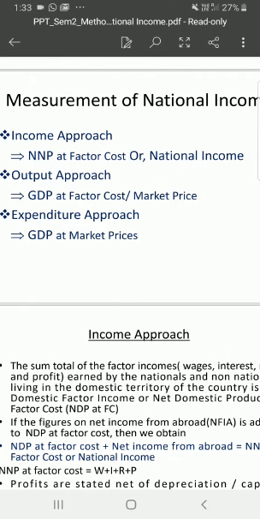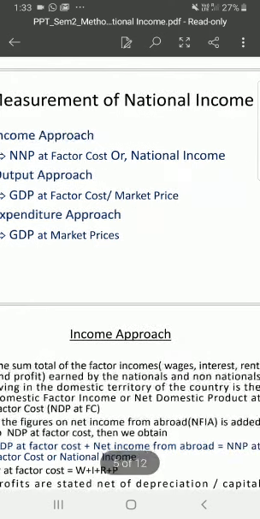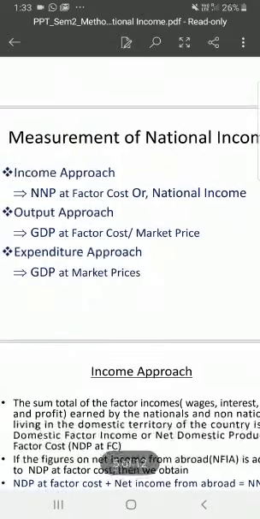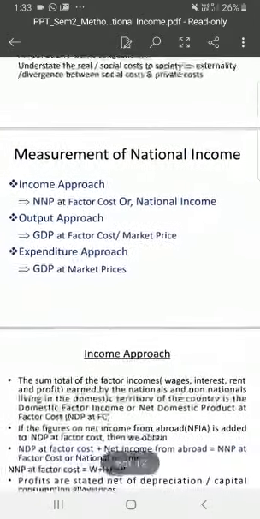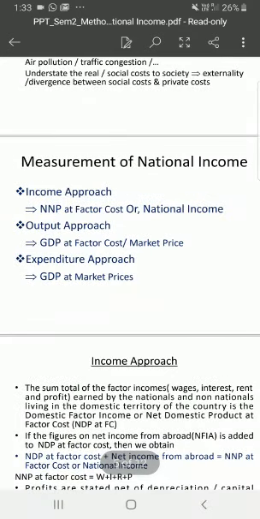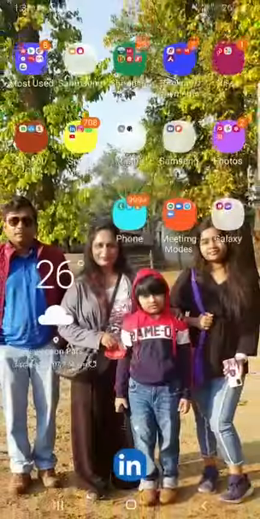So I keep it till here. I'll continue with the second part of the lecture next day, beginning with the income method of calculating the national income accounting.